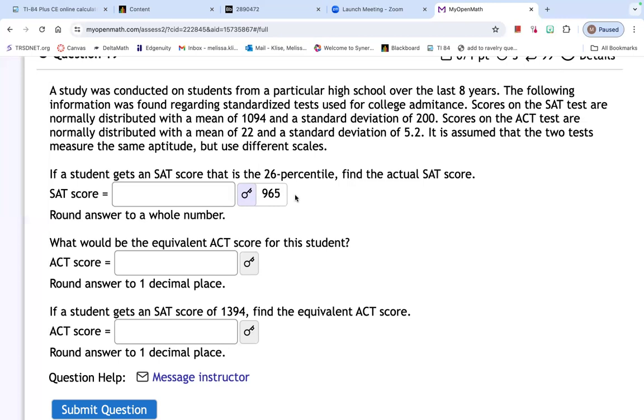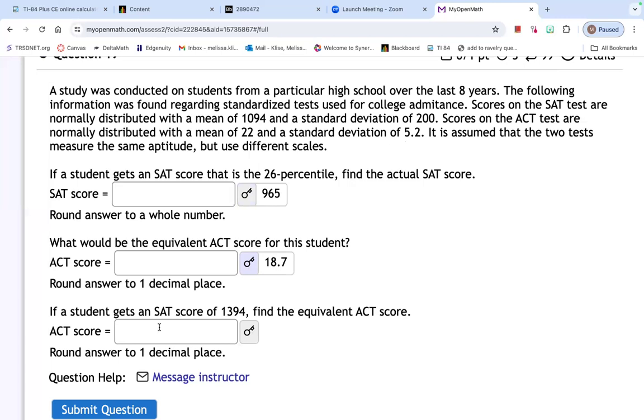Or even easier, find the ACT score in the 26th percentile. That's actually easier. So I would use inverse norm 0.26 with the mean of 22 and the standard deviation of 5.2. You're still using inverse norm, just using these values instead, and that'll give you the ACT score. And these are equivalent scores.